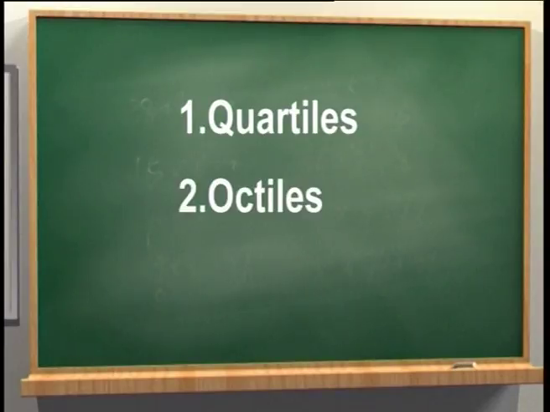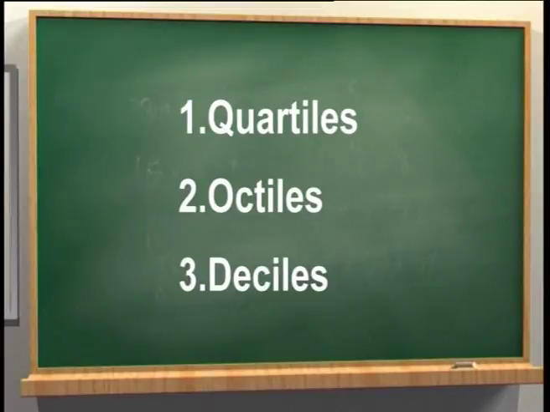Median divides the series into two equal parts, one part having values greater than the median and the other less than it. Likewise, quartiles, octiles, deciles, etc. divide the series into 4, 8 and 10 equal parts respectively. These are called partition values.